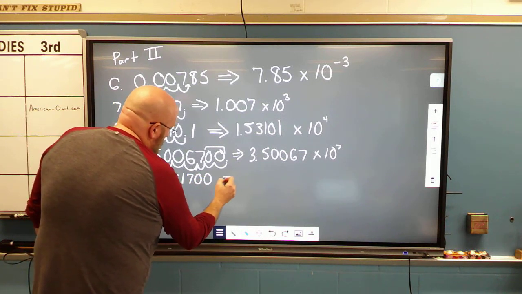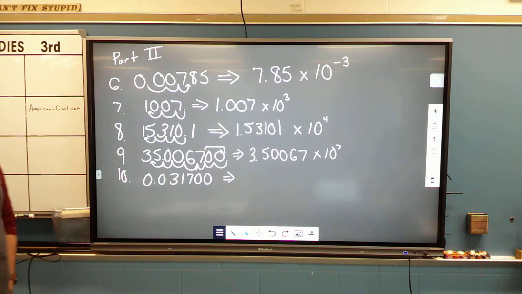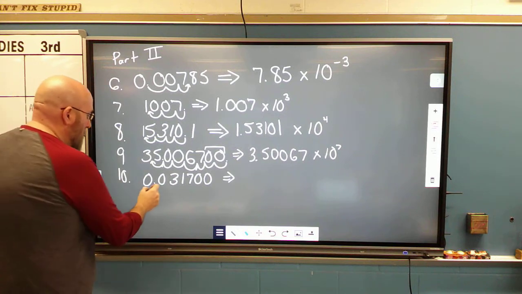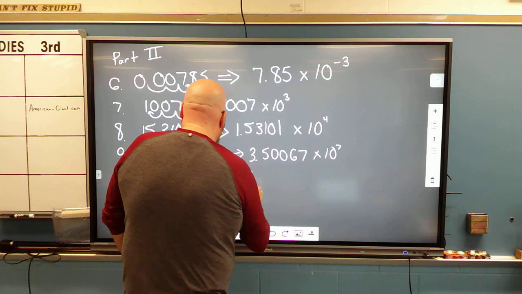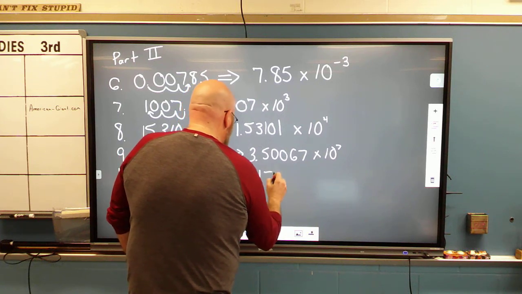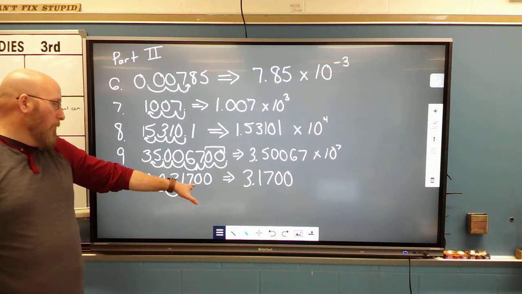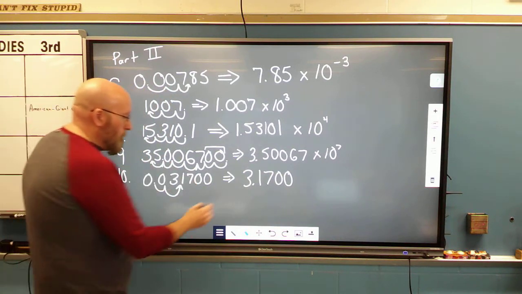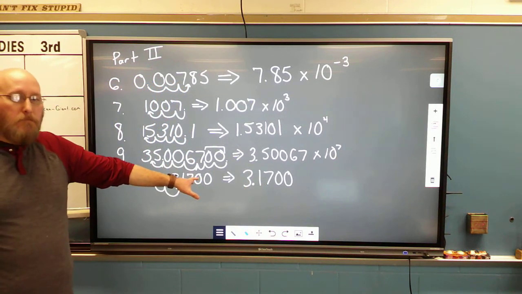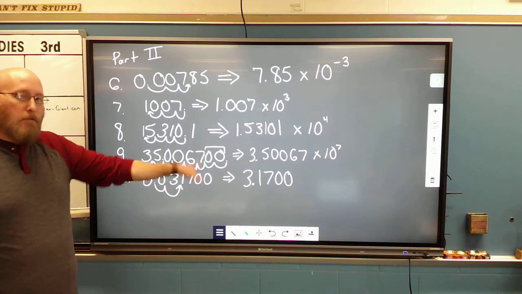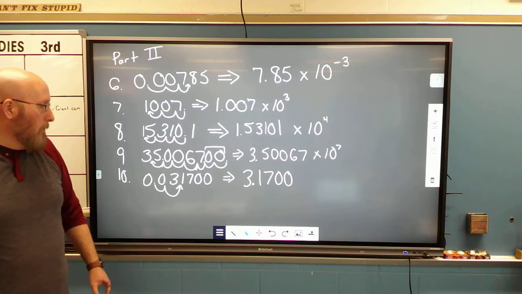All right, the decimal's there, and I have to move it so that the number equals 1, to the left. So I go 1, 2. So I put 3.1700. Now again, why did I put those zeros there? Again, there is a decimal, and trailing zeros count if there is a decimal. So I have to put them there.